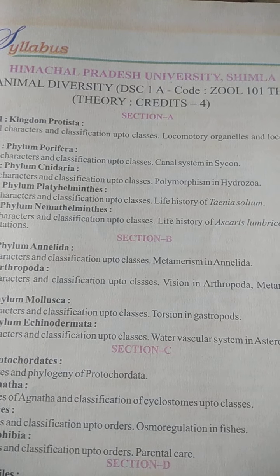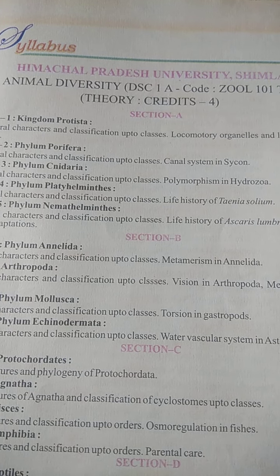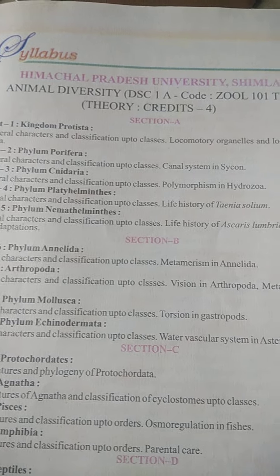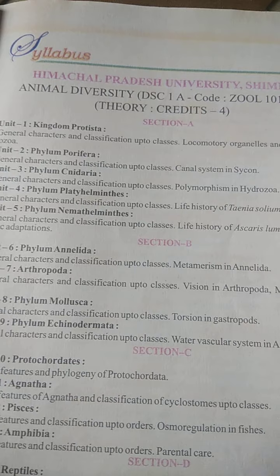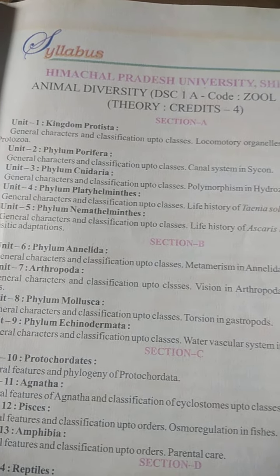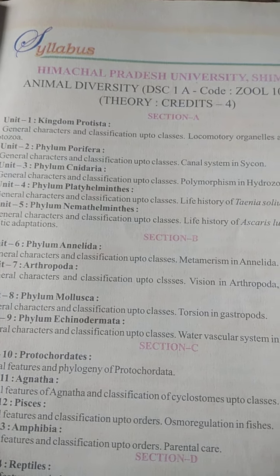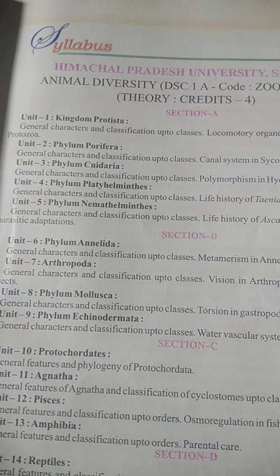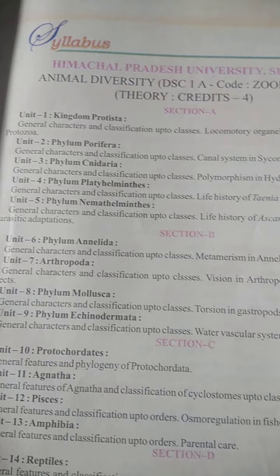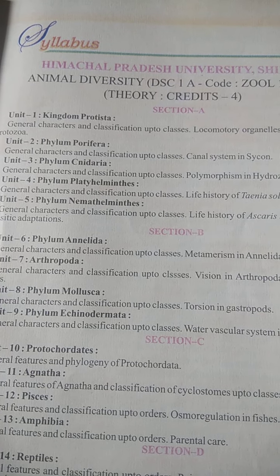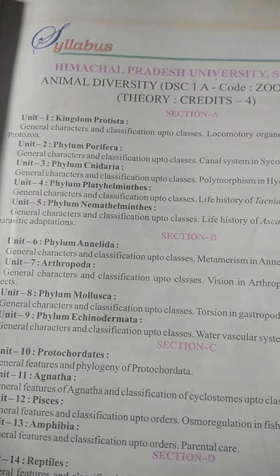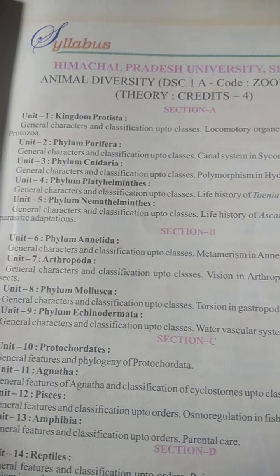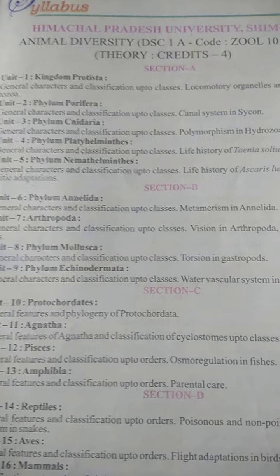Because it is animal diversity, we have different invertebrate phyla here. As you know, in the beginning we have kingdom Protista. You must have done this in your last classes also. Then we have the different phyla: phylum Porifera, phylum Cnidaria, Platyhelminthes, Nemathelminthes come in section A. In section B, we'll have phylum Annelida, Arthropoda, Mollusca, and Echinodermata.